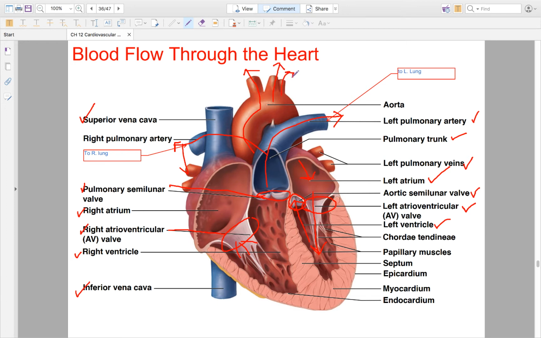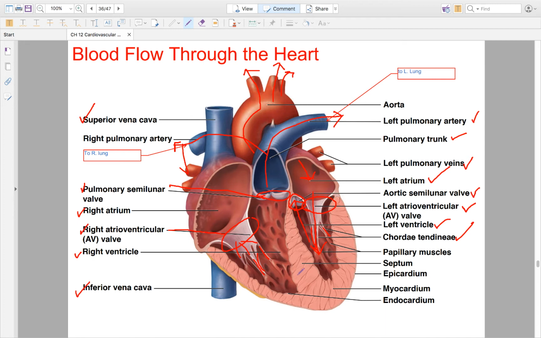Okay, now a couple of more things that we didn't actually cover. Now see these little stringy type cords that are connected to the valves and to the muscles of the heart, or well, the endocardium. Either way, these are called the chordae tendineae. You want to know what that is.